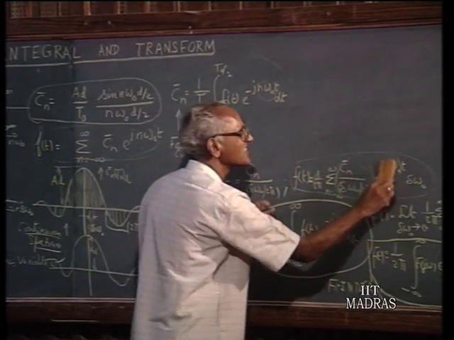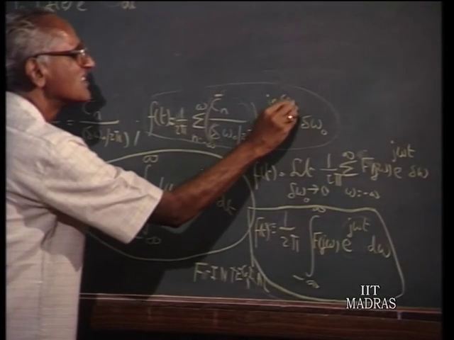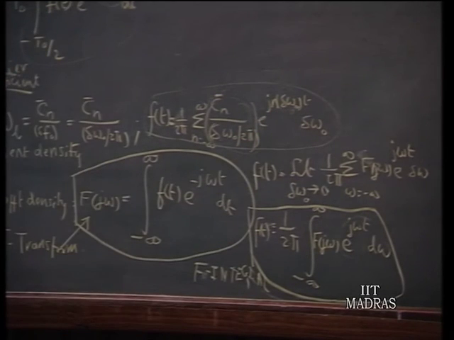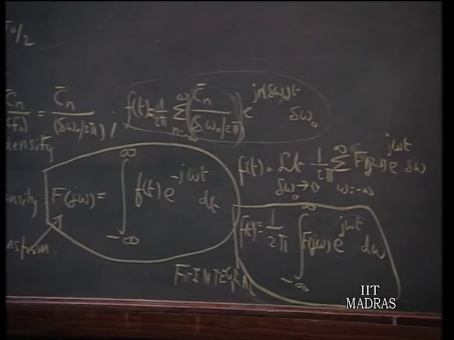I will write this as times delta omega naught. So, the Fourier series now will be in this form, but instead of Cn we are talking in terms of the coefficient density.